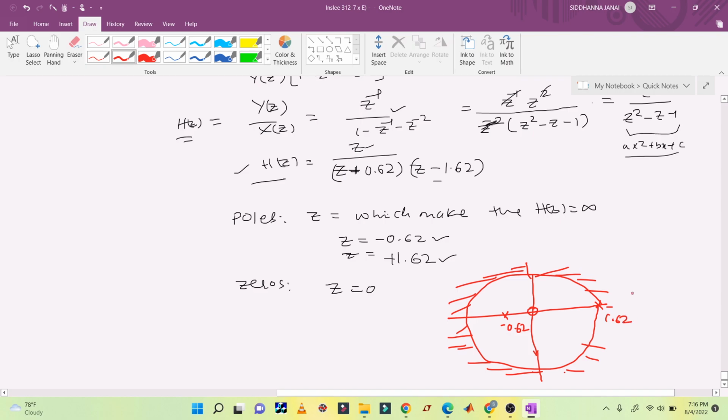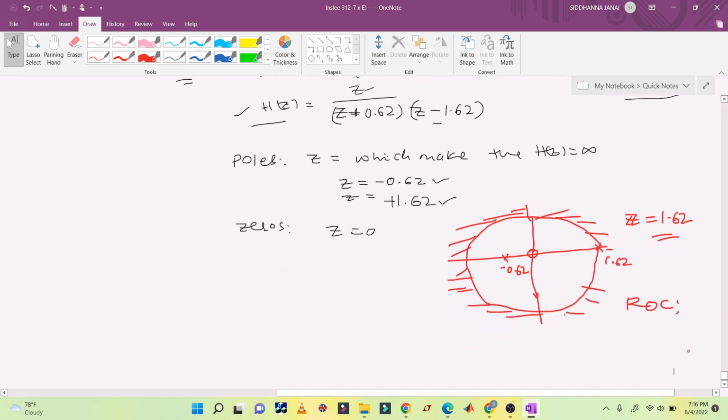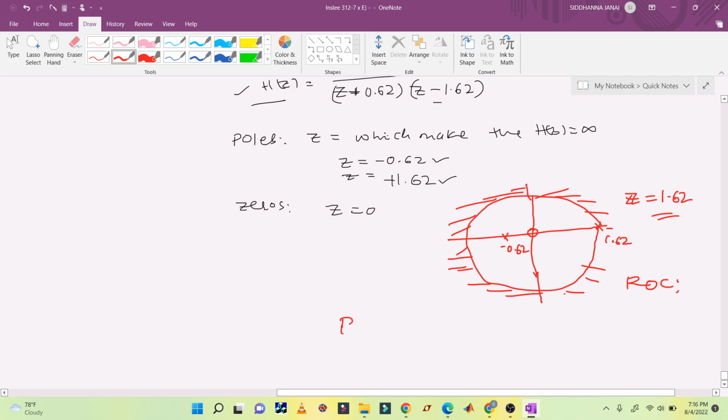Which is outside the outermost pole here? Z is equal to 1.62 is the outermost pole. So ROC is Z must be greater than 1.62. Is that clear? So this is the ROC of the given sequence.